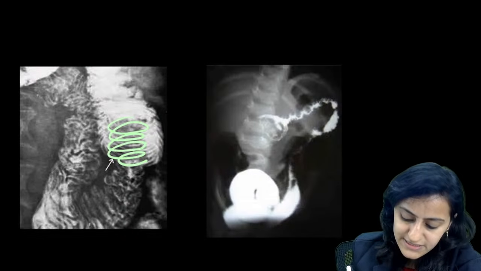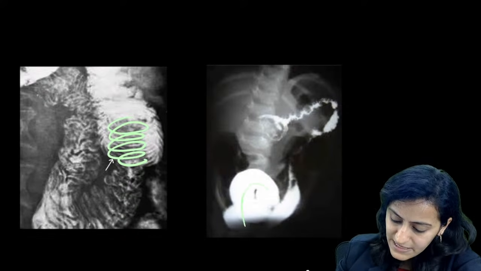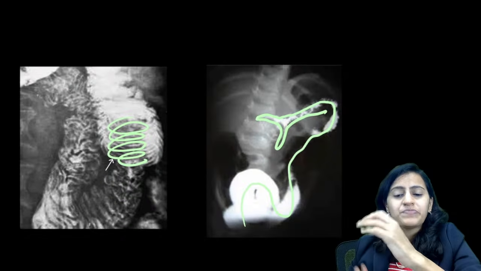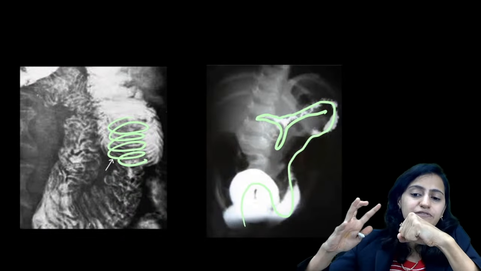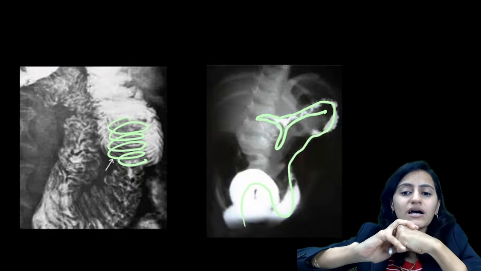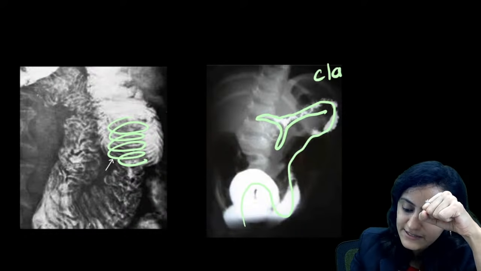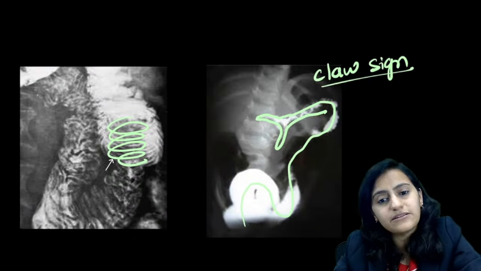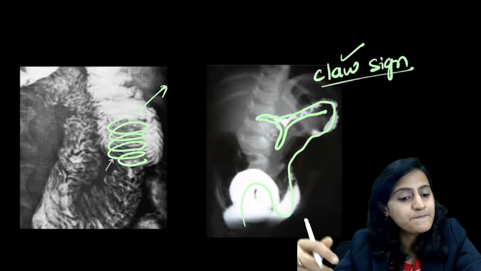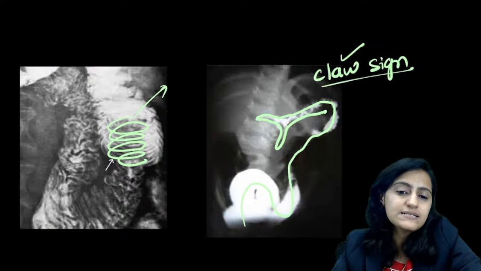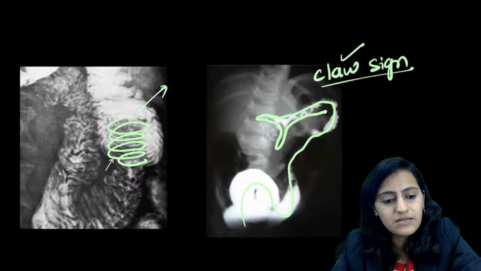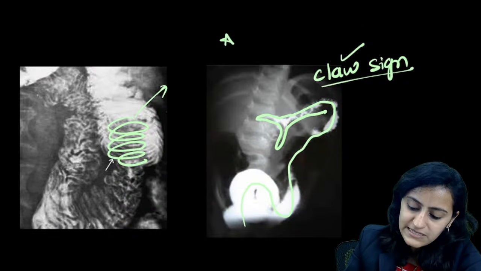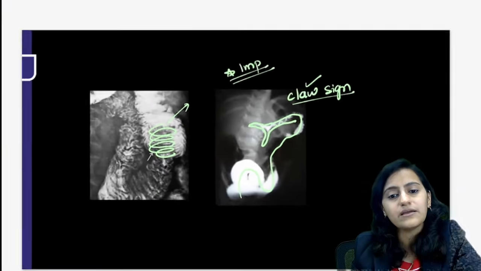First image is showing this coiled spring sign. The second image, this is the barium. This is the barium going up and it is forming a claw. So the barium goes up at the site of intussusception. It forms a claw around the intussusceptum. Right. So the other sign in barium enema is claw sign. And the first one is the coiled spring sign. So these are the two signs that we see in intussusception on barium enema. The claw sign and the coiled spring sign. Both of these have been asked in the exam and these are important.